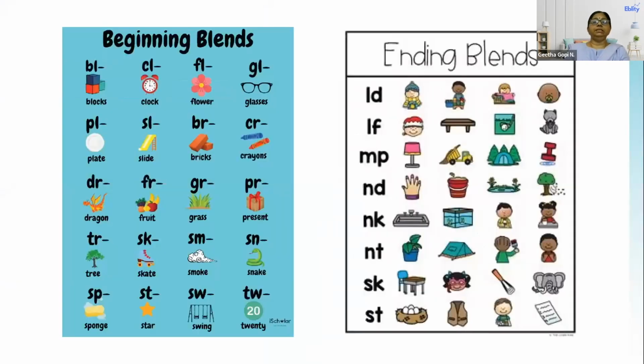So some of the beginning blends are what you see on these anchor charts: bl, cl, fl, gl, sl, br, cr, dr, fr. Many of these, and some of the clue pictures are also given. So these are beginning blends coming at the beginning of the word. There are ending blends also: ld, like held; lf, as in shelf; mp, as in lamp; nd, as in hand and sound at the end; nk, as in bank; nt, as in tent; sk, as in desk; st, as in nest or best, and so on. So blends can come at the beginning or at the end of a word.